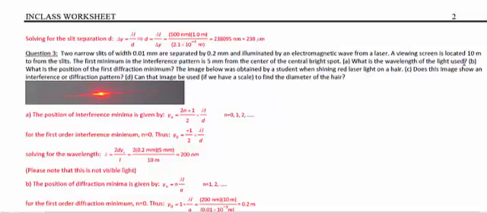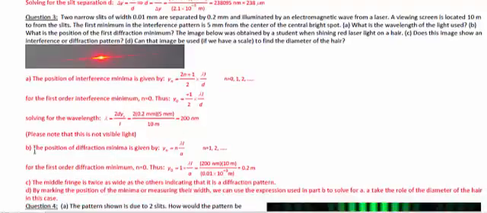Okay, question B. What is the position of the first diffraction minimum for this setup? Now to find the diffraction minimum, we are going to use the expression for diffraction. Now the position of the minima is given by n lambda L over A.